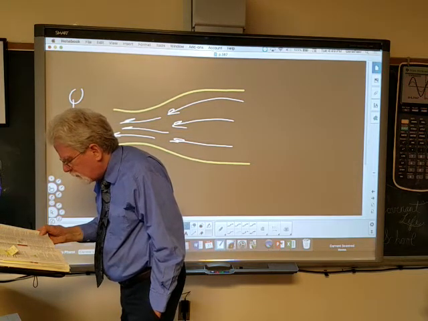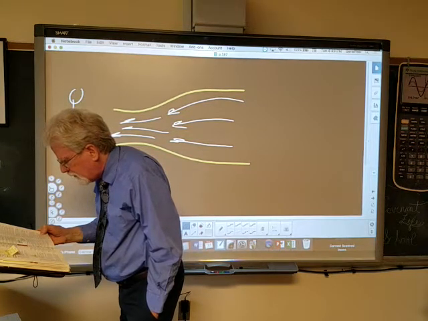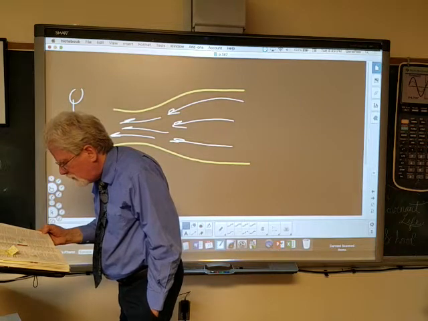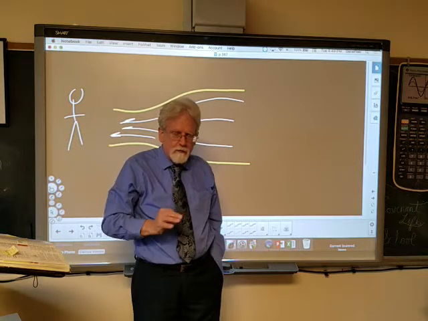Or the canvas roof of a convertible automobile bulges upward when the car is traveling at high speeds. Or the windows of older trains sometimes break when high-speed trains pass by on the next track. Let me give you an example to help illustrate this.